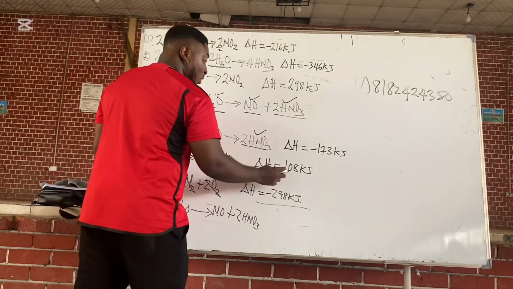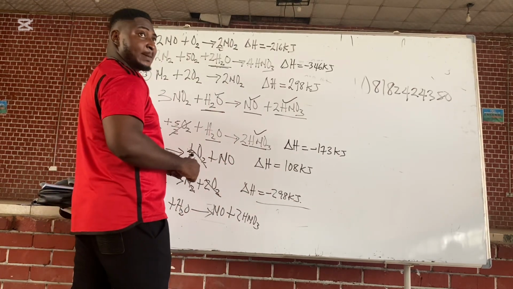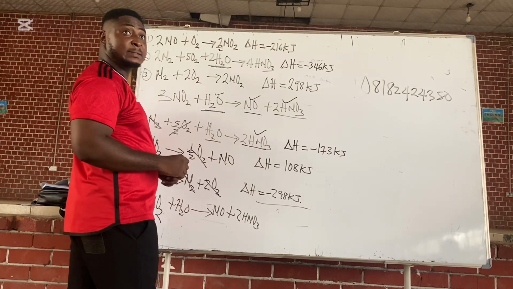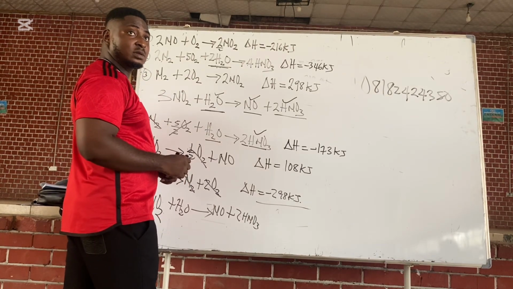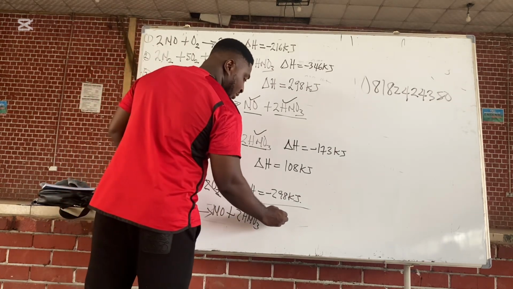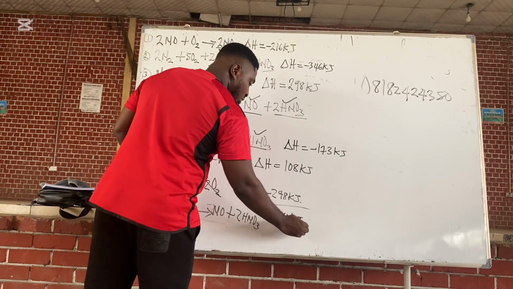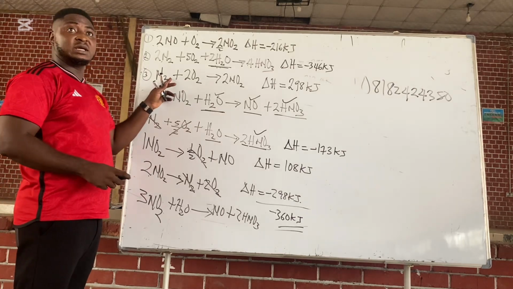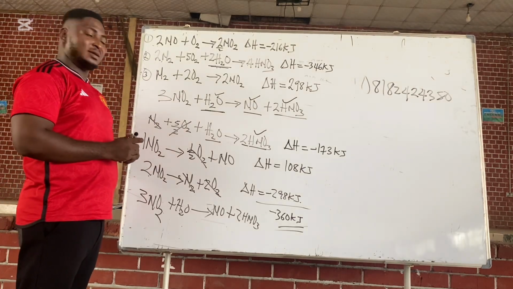Minus 173 plus 108 minus 298 will give you what? Minus 173 plus 108 minus 298. Minus 363 kilo. Why did I reverse what? This one. This one.